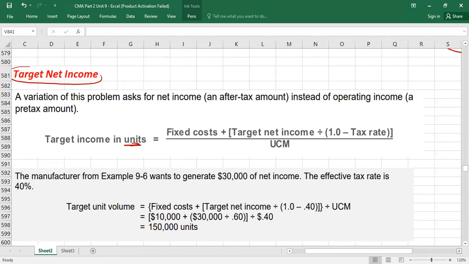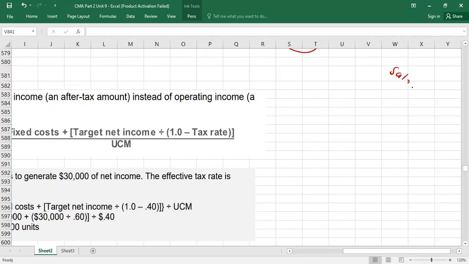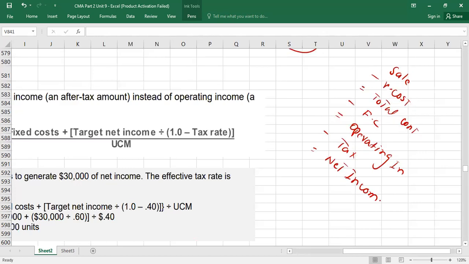So let me quickly tell you. Now your income statement will look like that. We'll write sales minus variable cost. This will give you total contribution. From there you will deduct fixed cost. This will give you operating income. Operating income is always before tax. From there you will deduct tax. So this will give you net income. Now this is what we are trying to learn, like how many units we have to sell which can leave a specified amount of net income. Net income is the income after tax, simply operating income minus tax equals net income.